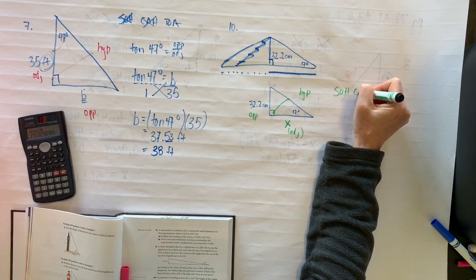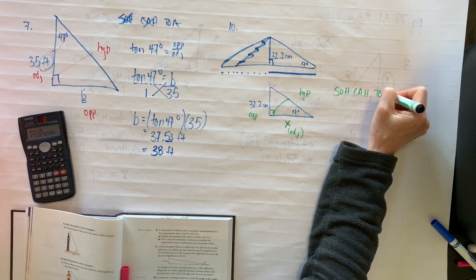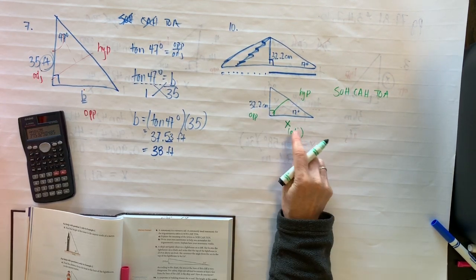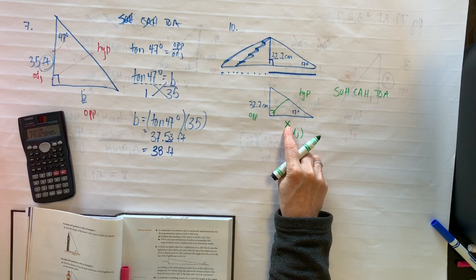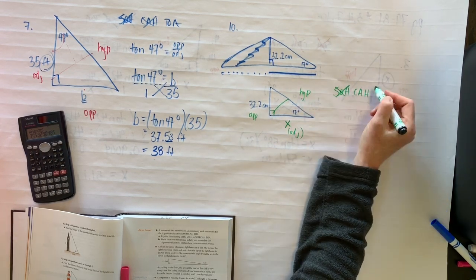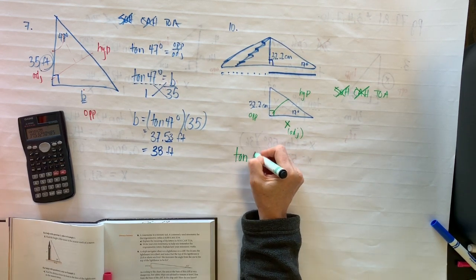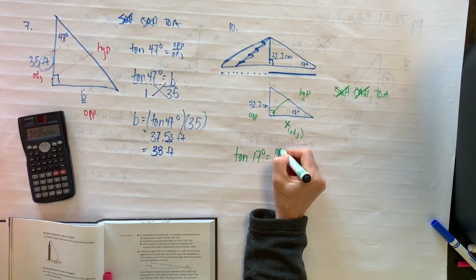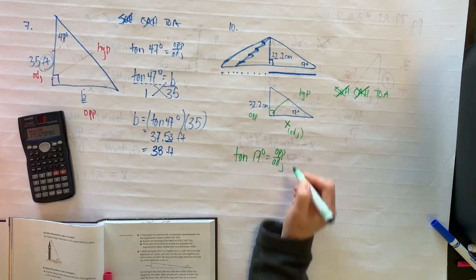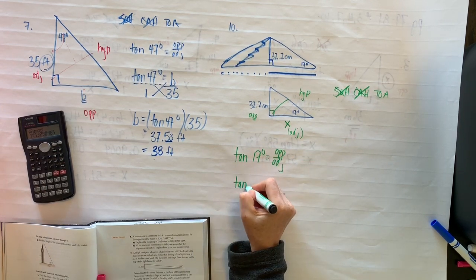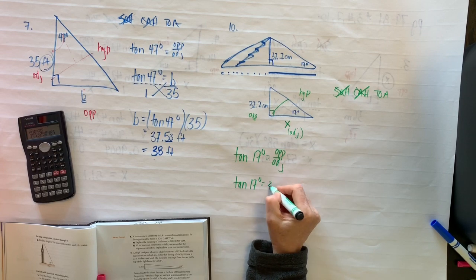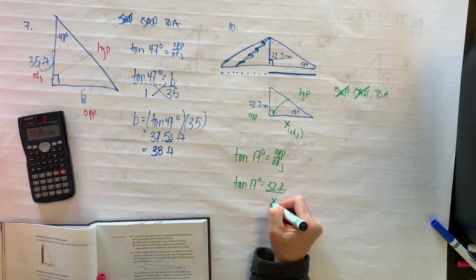But let's just look at why that is. SOHCAHTOA. I know the opposite. I'm trying to find the adjacent. Don't know hypotenuse. Don't care. Surprise, surprise. We're looking at tan. So what do I have? I have the tan of 17 degrees equals the opposite over the adjacent. The tan of 17 degrees equals 32.2 over X.